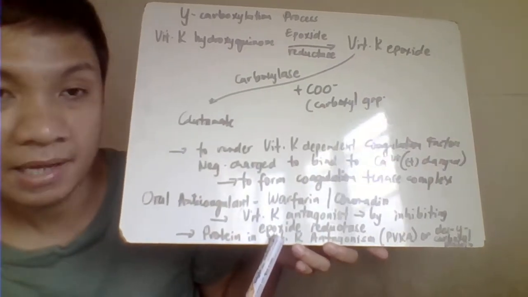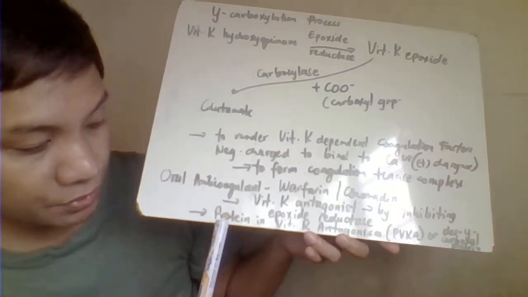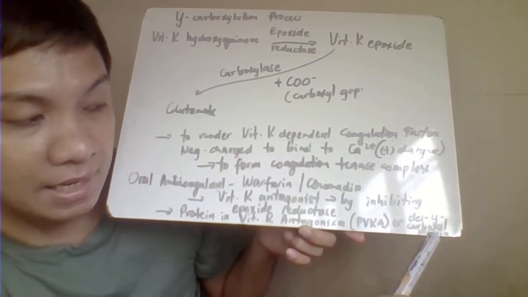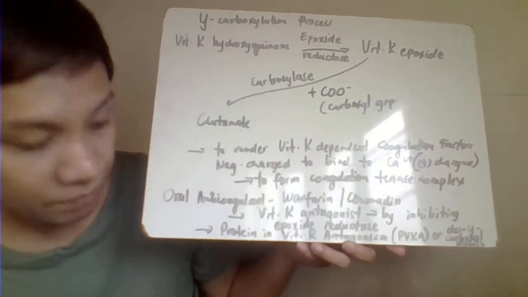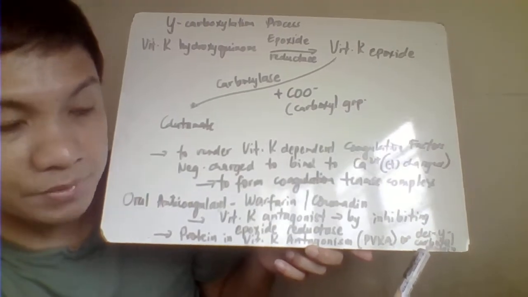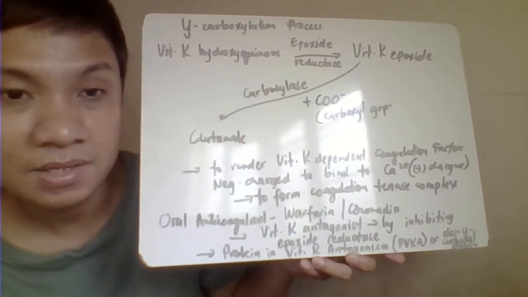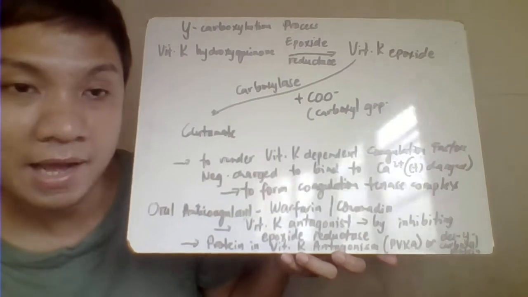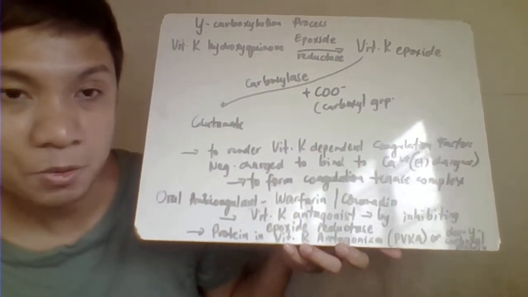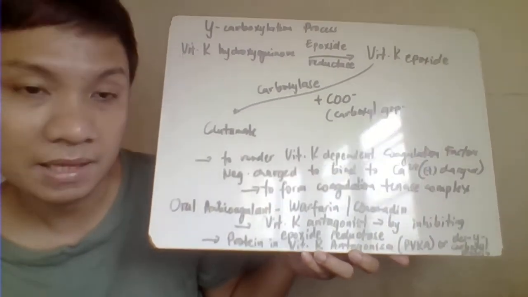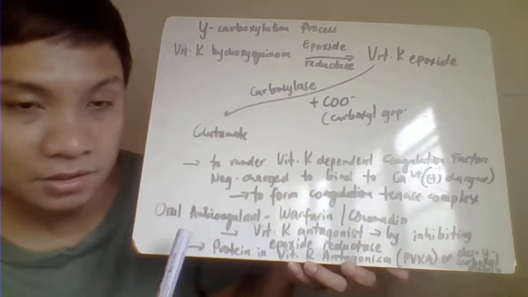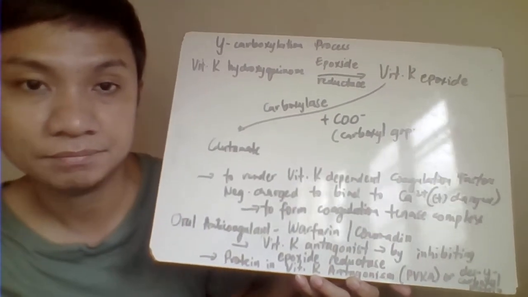What do we call these coagulation factors? You call that one protein induced by vitamin K antagonism, or des-gamma-carboxyl protein. Protein induced by vitamin K antagonism, or des-gamma-carboxyl protein, are coagulation factors that did not undergo the gamma carboxylation process. Meaning to say, they were not able to add a second carboxyl group, and therefore they will not be activated and will not result in clot formation, serving as your anticoagulant.